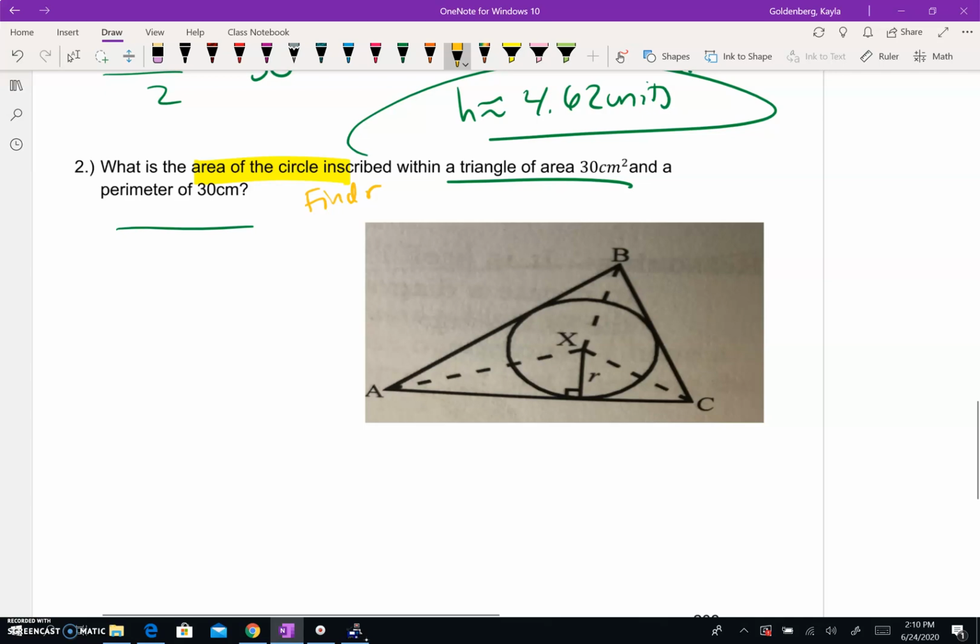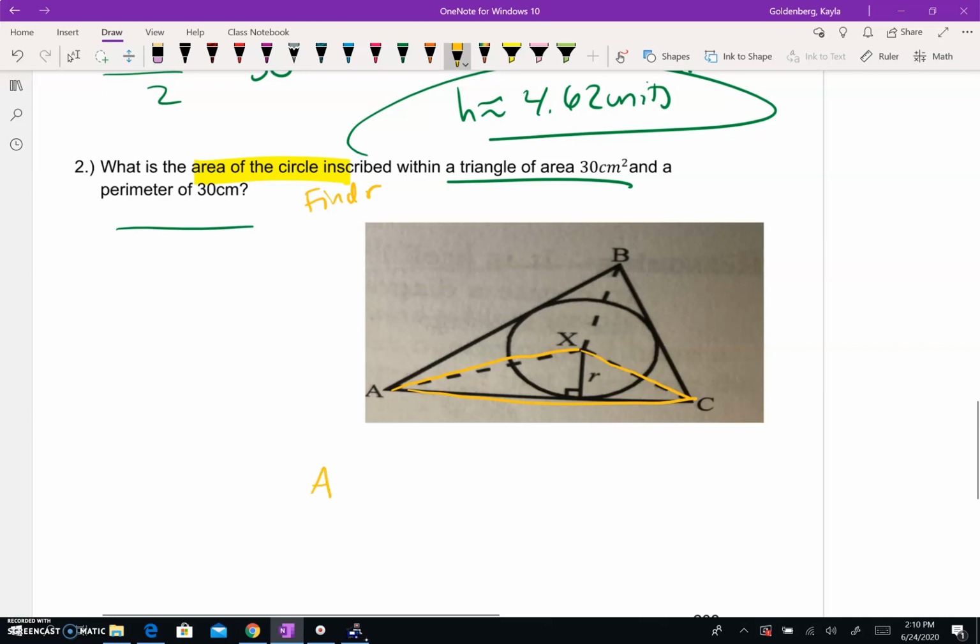And we don't really have a ton to go off of. So I'm trying to think of my area formulas and how that might help me. I know that the triangle's area is 30, and if I could do base times height divided by 2 equals 30, that might help me. But the problem is that I don't really have any measurements, and I don't really have a good way to find a height. So one thing that I'm noticing is that this triangle is broken up into 3 little ones. So I could do the area of this triangle.